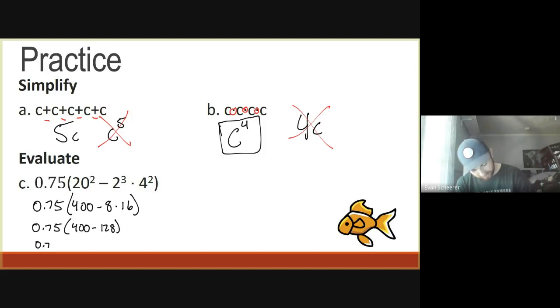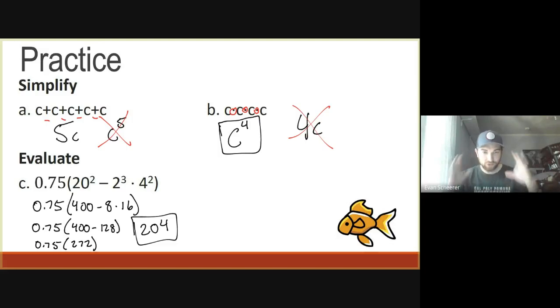So 0.75 times, well, 400 minus 128 is 272. And then put that in the calculator times 0.75. It's going to give me 204. That's my answer. So that's just step by step, guys. You always do the parentheses first. So you have to do everything inside the parentheses, which means you have to do exponents and then multiplication and division, and then finally addition and subtraction. Now that we've finished our parentheses, then we can do the rest of the problem.